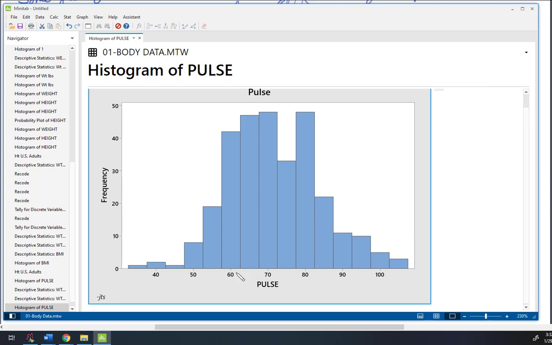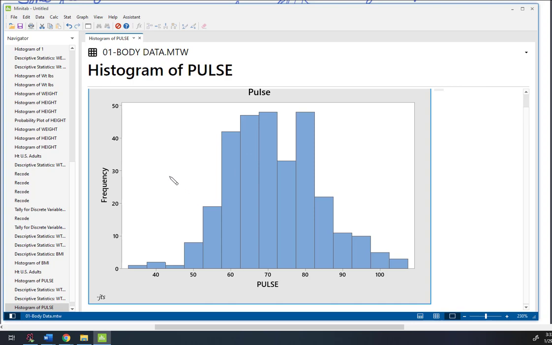This would also tell me that my width of these bins was 5, because this would be the class mark or the midpoint, going from 60 to 65, and so that would be a gap of 5. I can also hover, and I can see that this bar has a value of 57.5 to 62.5, so I could calculate the width from that, and that 42 individuals fell in this bar. Now these are 5 wide.